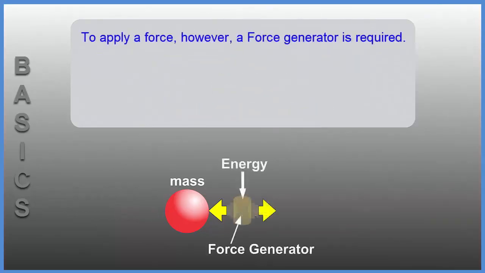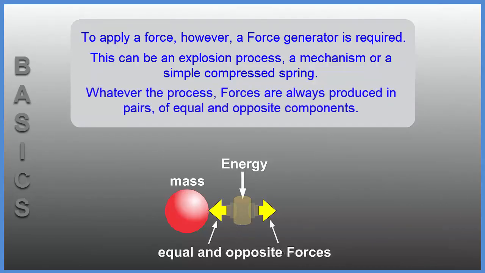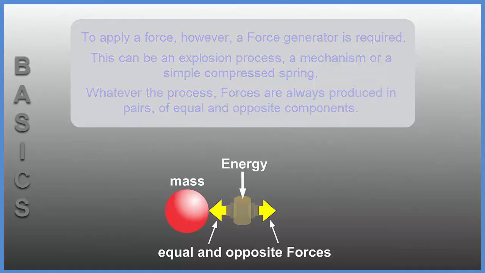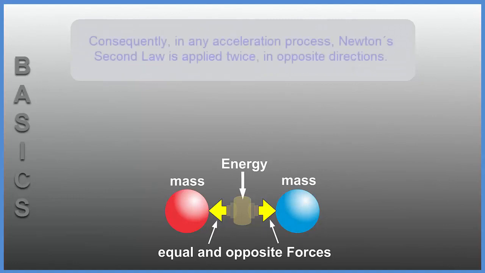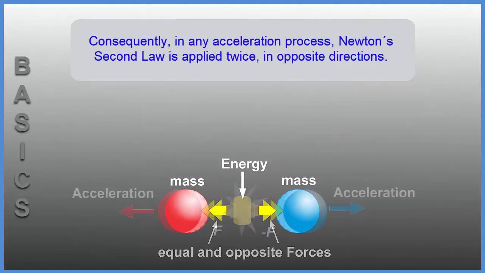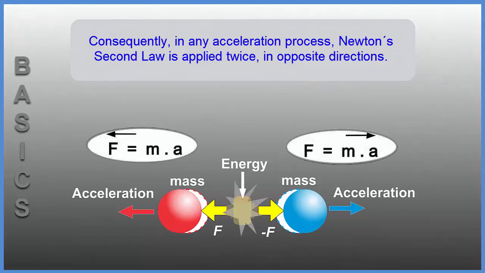To apply a force, however, a force generator is required. This can be an explosion process, a mechanism, or a simple compressed spring. Whatever the process, forces are always produced in pairs, of equal and opposite components. Therefore, to obtain acceleration in practice, using Newton's second law, at least two bodies have to be connected by means of a force generator. Consequently, in any acceleration process, Newton's second law is applied twice, in opposite directions.